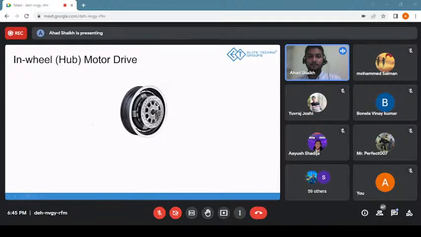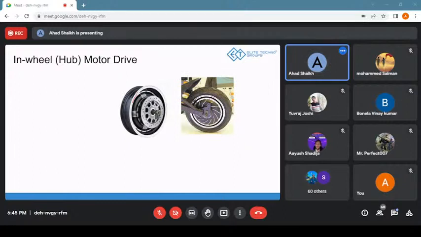So this is how hub motors look. Inside it, there is a motor winding and magnets. In some cases, drum brakes are also available, integrated in the hub motor, and in some cases, disc brakes are mounted over the motor. And this is the rim where we can attach the tire for the application.